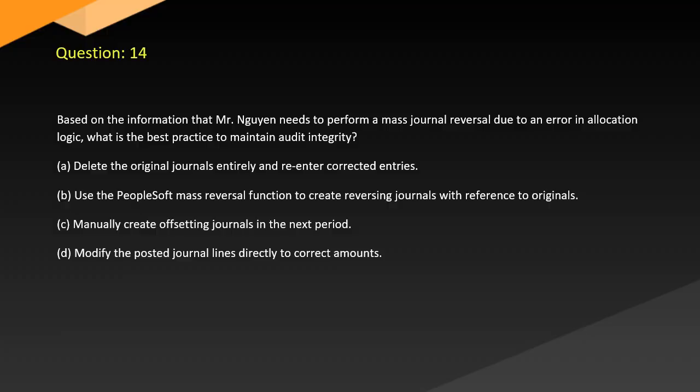Question 14. Based on the information that ISTA needs to perform a mass journal reversal due to an error in allocation logic, what is the best practice to maintain audit integrity? A. Delete the original journals entirely and re-enter corrected entries. B. Use the PeopleSoft mass reversal function to create reversing journals with reference to originals. C. Manually create offsetting journals in the next period. D. Modify the posted journal lines directly to correct amounts.